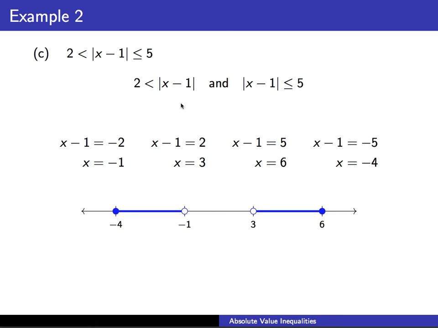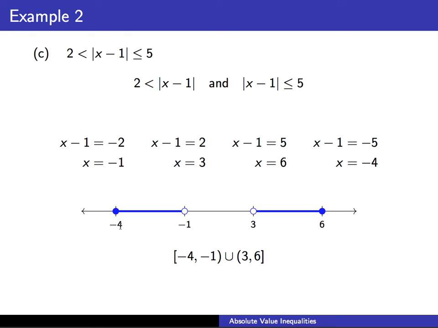Same thing with 3 and 6. A 3 will not make this inequality true because 2 will not be less than 2, but a 6 will make both inequalities true. 2 is less than 5, and 5 is less than or equal to 5. And then testing out the values, we have 5 intervals to check. The ones that make the original inequality true, which requires both of these parts to be true, are between negative 4 and negative 1 and between 3 and 6. So quite a bit of checking to do on this problem, but at least the equations part is just one-step equations.